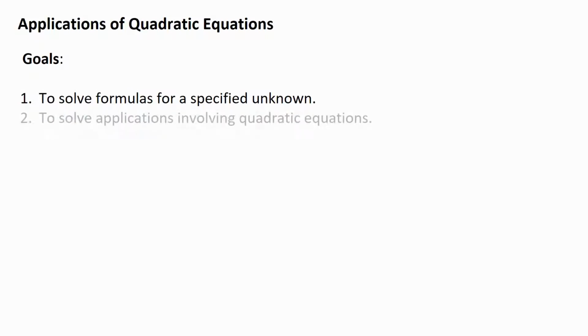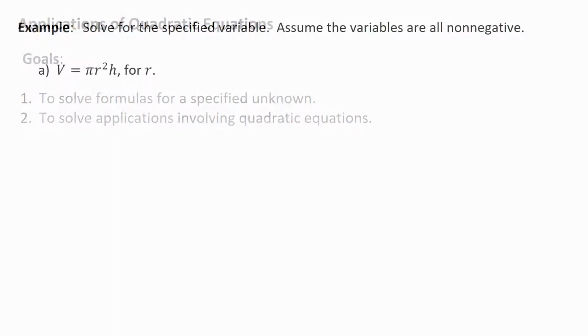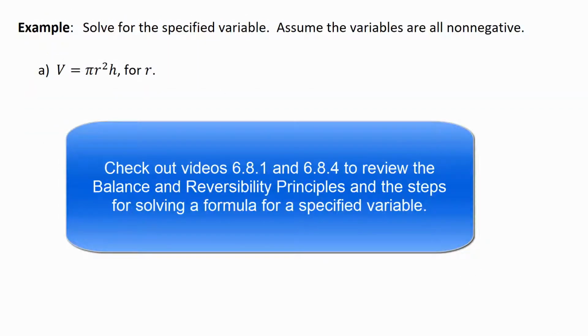In this section, we're talking about applications of quadratic equations. The goals, number one, to solve formulas for a specified unknown, and number two, to solve applications involving quadratic functions. In this first set of examples, we're going to solve each one for the specified variable. Assume that all variables are non-negative.